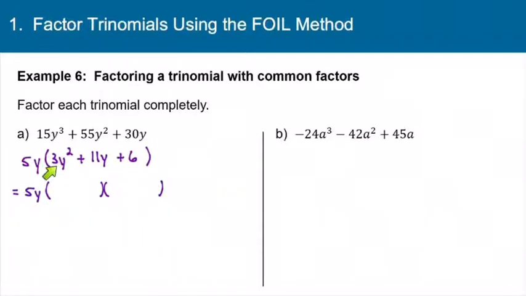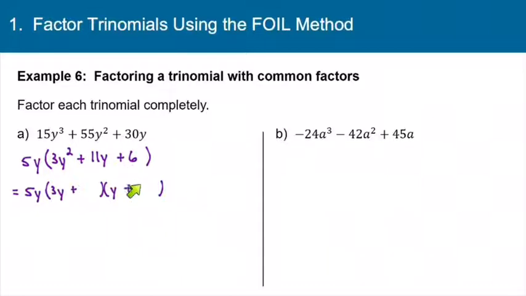First times first has got to make 3y squared, so that means we're going to have to put here 3y times 1y. The last term is positive, so that tells me these signs must be the same, and they both have to be the same as the middle term, so put down two plus signs. Now last times last has to make 6. The choices are either 1 times 6 or 2 times 3.